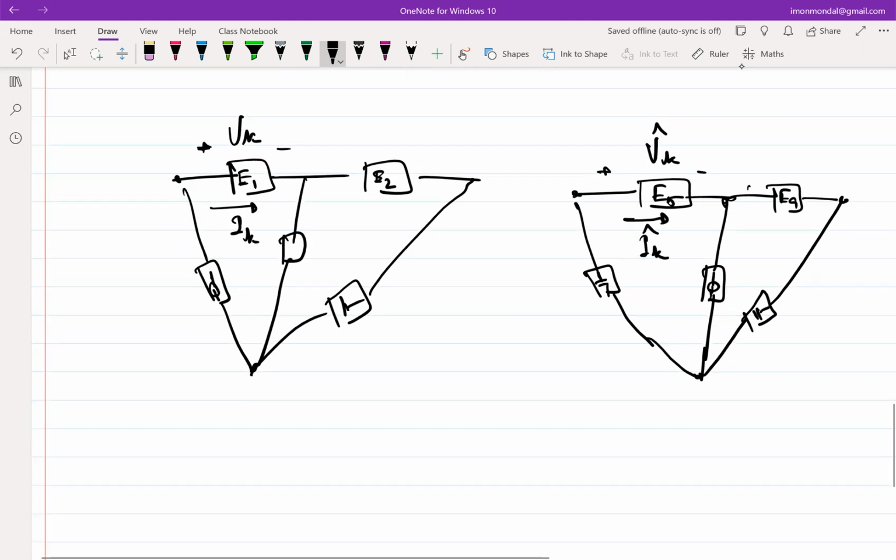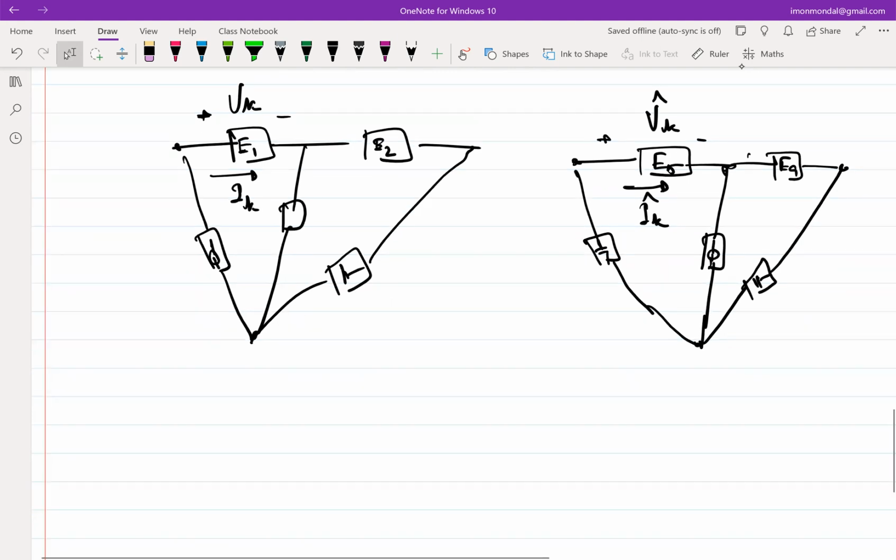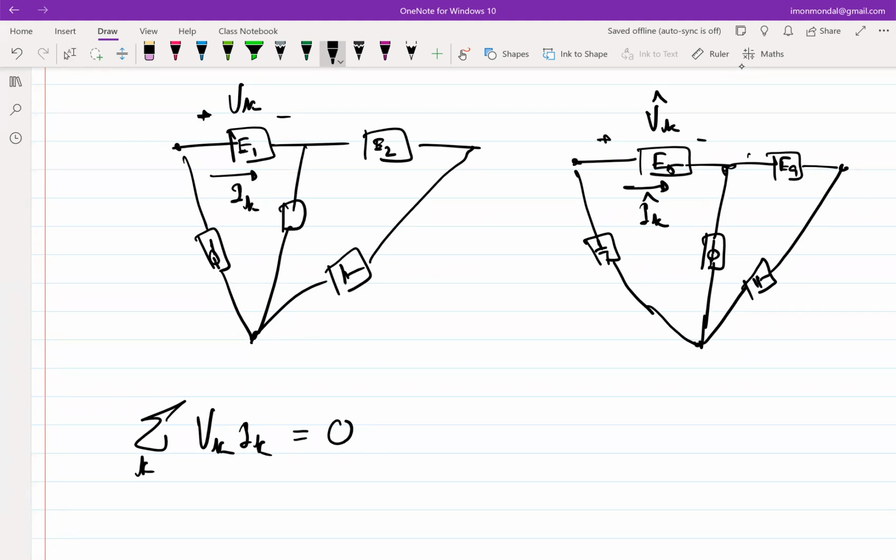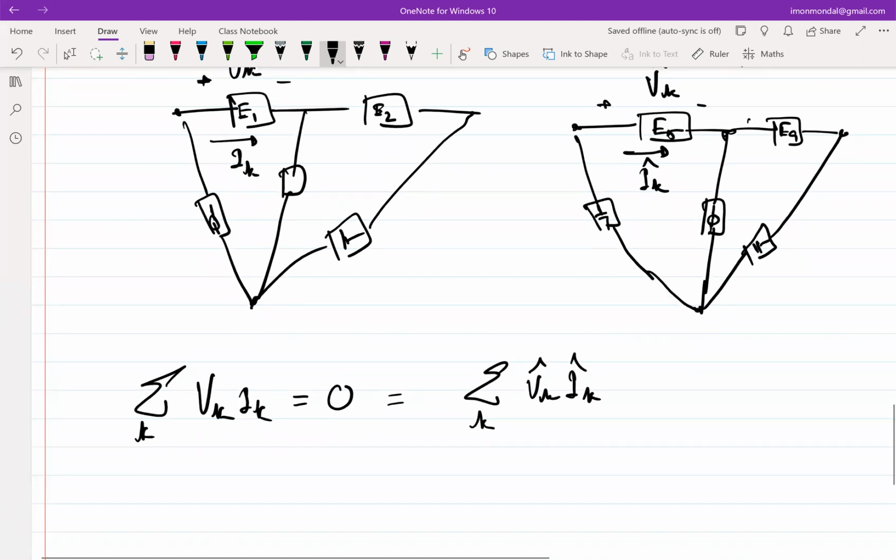Okay. So what is the statement of Tellegen's theorem now? Summation of Vk Ik is equal to 0. Okay, so Tellegen's theorem essentially says that the summation of Vk, Ik over all branches is equal to 0. So this is also true for the circuit on the right. That is Vk hat, Ik hat. Does it say anything else?